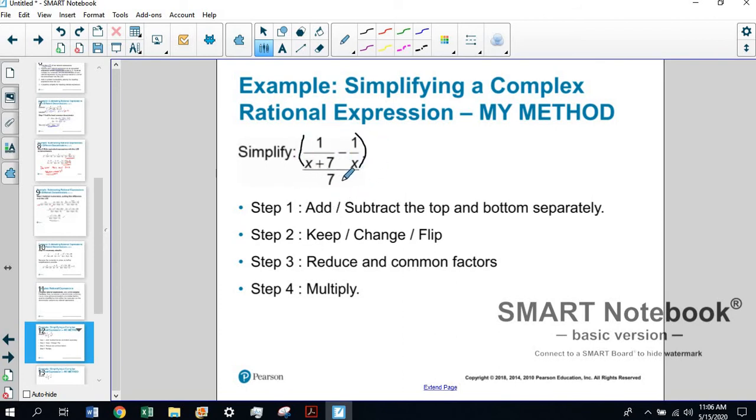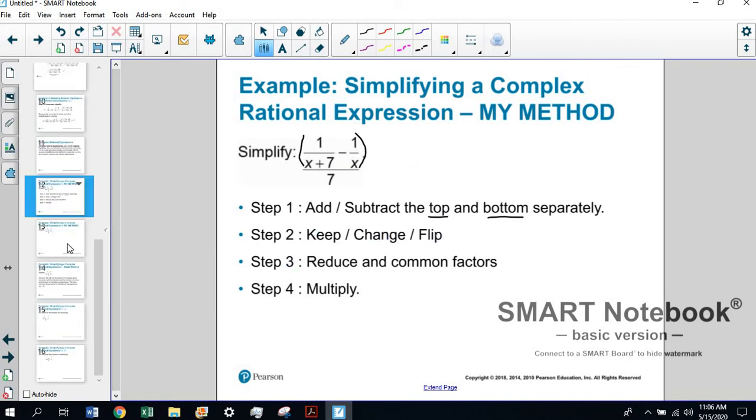And in this case, there's no bottom to simplify. It's just a 7, right? But even if you had a really complex fraction, if you had a bunch of fractions in the bottom too, you add the top just like we just did. You do the bottom just like we just did. And then you keep, change, flip. I'll show you what I mean by that, okay?